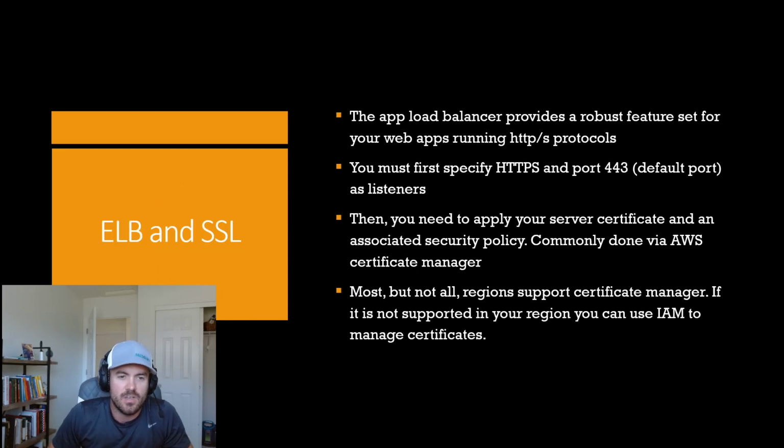Okay. So ELB does indeed support SSL, which you would expect, considering you should be using SSL for web apps anyways. But this is going to be using the application load balancer. And that provides a robust feature set for your web apps that are running HTTP and HTTPS protocols. Right? You need to first specify HTTPS and port 443 as listeners, like we looked at earlier. You then need to apply your server certificate and an associated security policy to your load balancer. Okay? This is commonly done with AWS Certificate Manager.